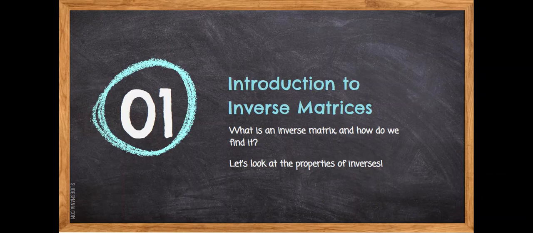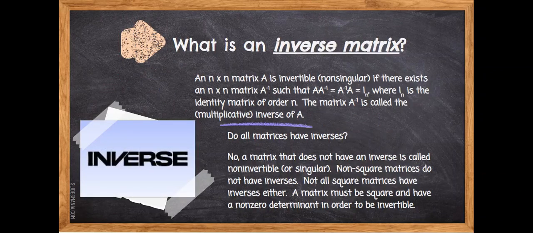Introduction to inverse matrices. What is an inverse matrix and how do we find it? Let's look at some properties of inverses. So an n by n matrix A is invertible and non-singular if there exists an n by n matrix A inverse such that A times A inverse equals A inverse times A equals I sub n, where I sub n is the identity matrix of order n. That is, it would be an n by n matrix. The matrix A inverse is called the multiplicative inverse of A.